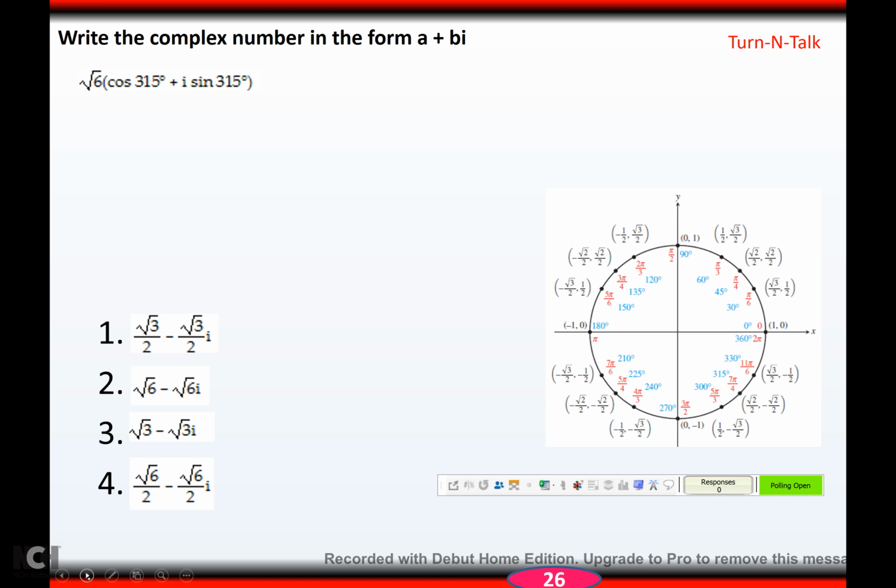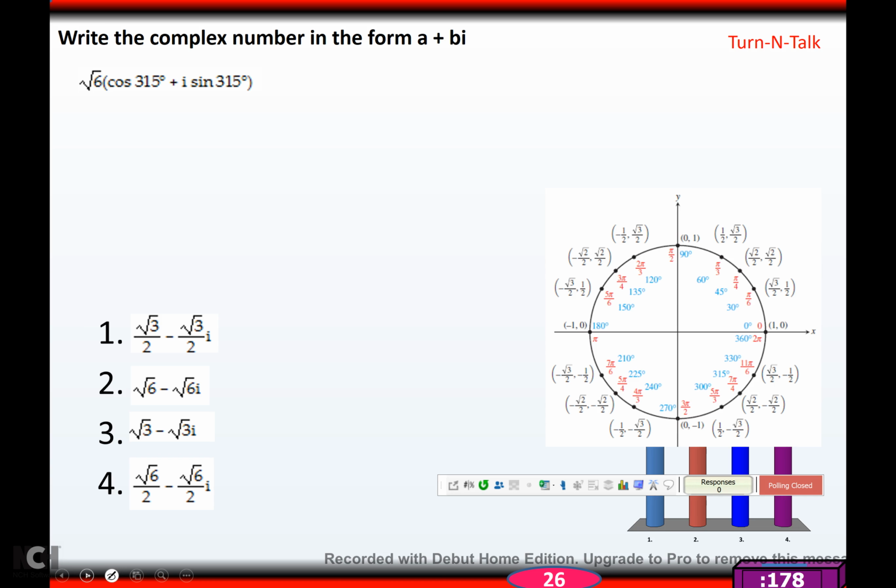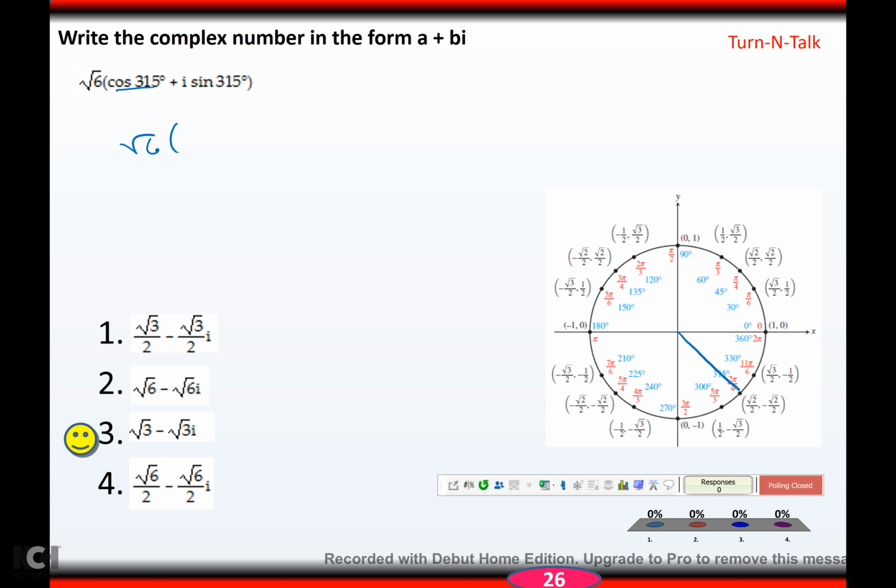Try this one. Hit pause. Come back when you're ready. And hopefully you got 3. So I have the square root of 6. Cosine of 315 degrees is x, which is the square root of 2 over 2, plus i, negative square root of 2 over 2. So on top, I'm going to have the square root of 12 over 2, plus, actually it's going to be minus because of that negative, minus i square roots of 12 over 2.